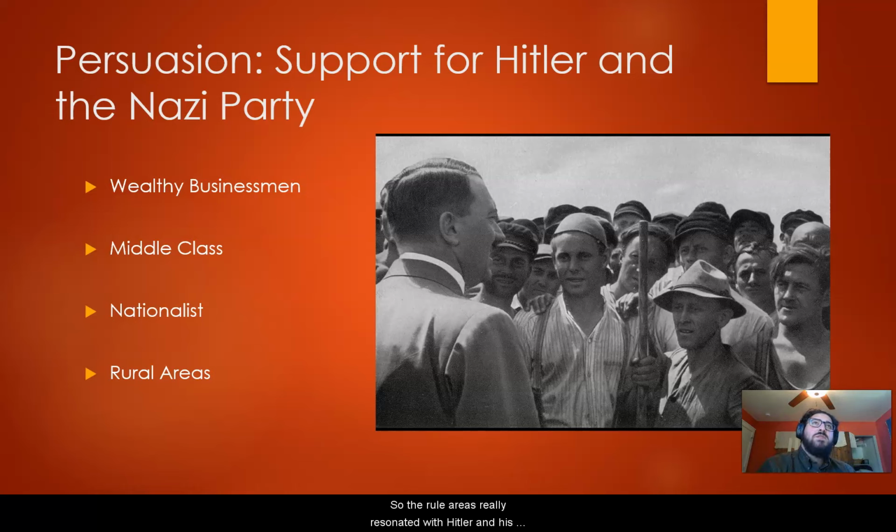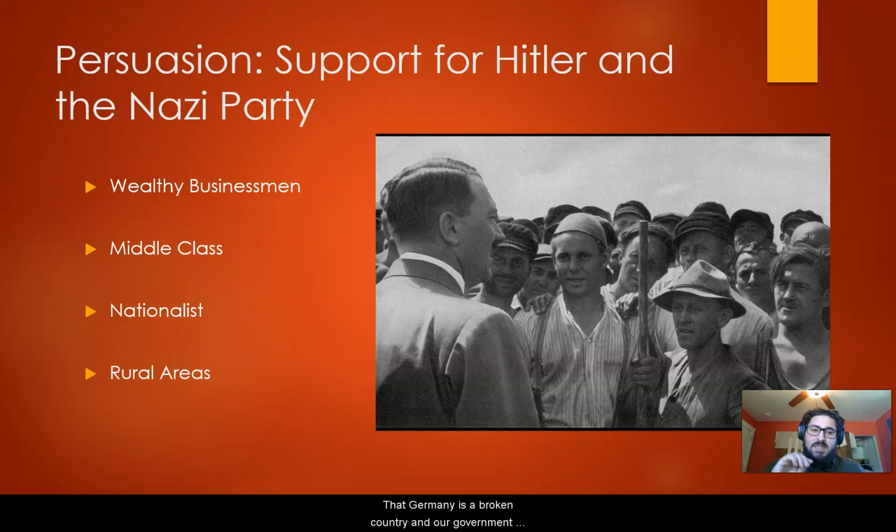So the rural areas really resonated with Hitler and his party by saying, like, yeah, you're right. We should fight against these people. Why are they doing that? So each of these 4 groups, Hitler, with essentially the same message, was able to persuade them to come over. Because at the end of the day, his singular massive message is exactly hitting all 4 of these groups.